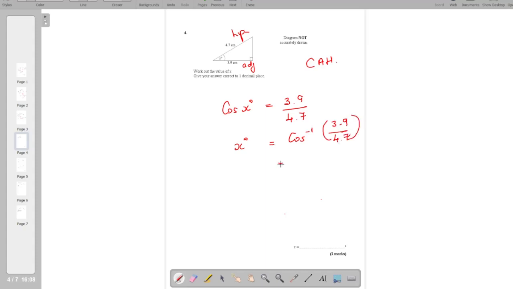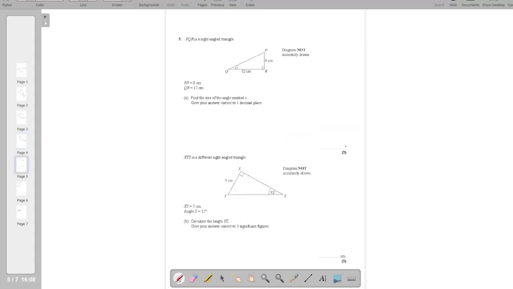That will give you the answer 33.92. We want one decimal place, 33.9 degrees.